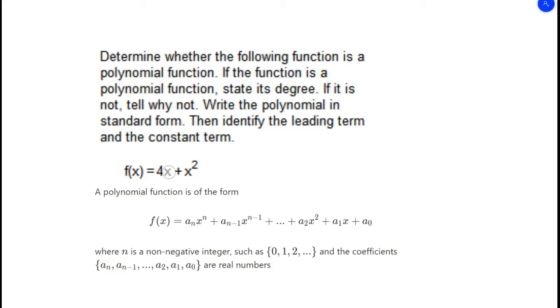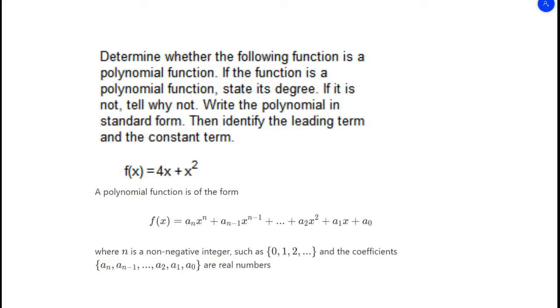So we have x, this x has an exponent of 1, which is a non-negative integer. Then we have x squared, that's also a non-negative integer, so it fits the first part of the definition. The coefficient here is a 4, that's a real number, and the coefficient here is a 1, and that's a real number. So f of x is a polynomial function.